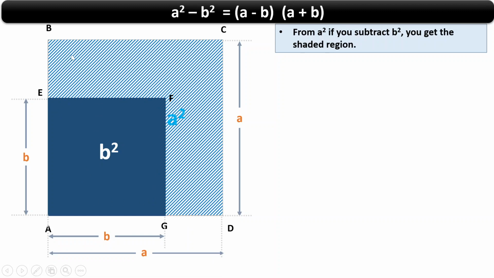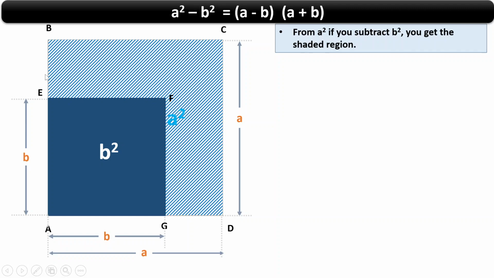That is equal to A square, the entire square, minus B square. What is the remaining portion? Which is equal to this remaining portion. That is the shaded region. If you are able to find the area of the shaded region, you will get the answer of A square minus B square. Let's see how we can find this area.